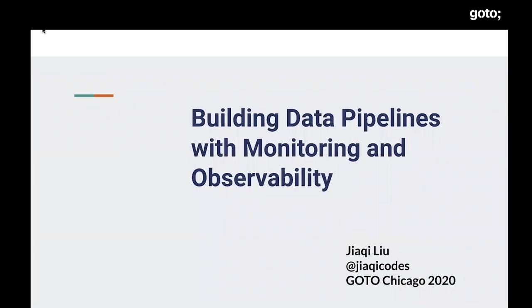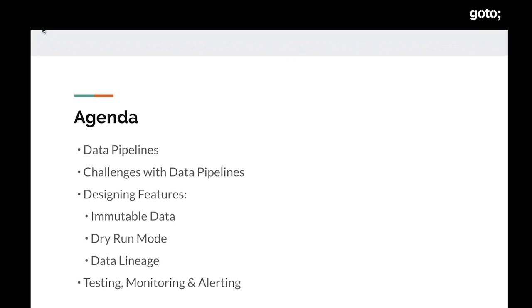All right, let's get started. For today's agenda, we'll talk about data pipelines in general, common issues with data pipelines, and some features to design for when building data pipelines. And we'll close out by talking about testing, monitoring, and alerting.